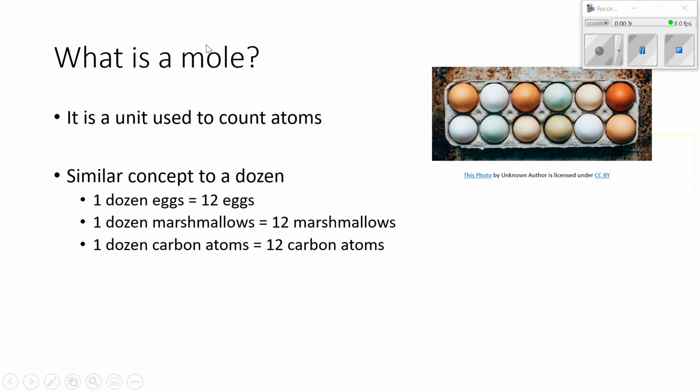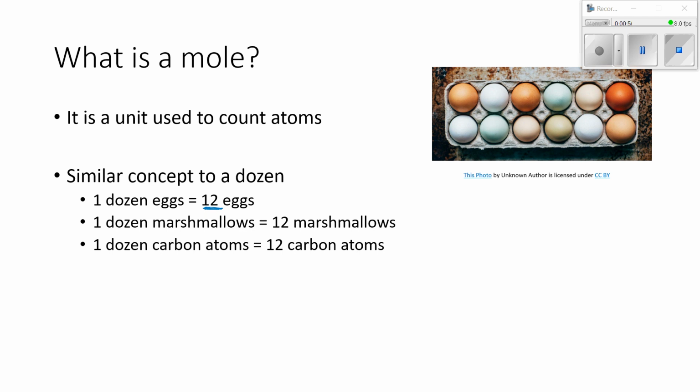Another definition of the mole, the way that we will very commonly use it, is a unit used to count atoms. And the comparison that is often made is with the concept of a dozen. If someone tells you that you have a dozen of something, that word has meaning to it. You know that when you see dozen, it means 12. And it doesn't matter what you are measuring.